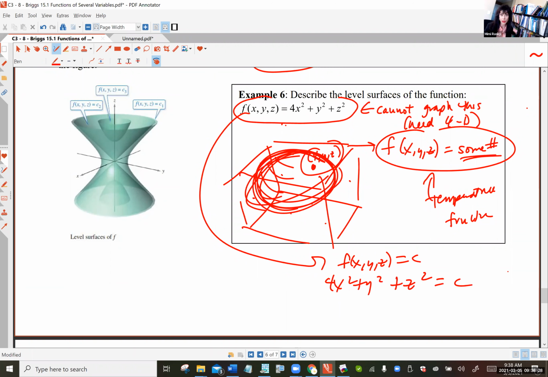And folks, I claim that this equation should be somewhat familiar to you because it's the equation of an ellipsoid. And so the answer is the level surfaces for this function of 3 variables will just be a collection of ellipsoids. That's it. That's all we're going to do for that lovely example.